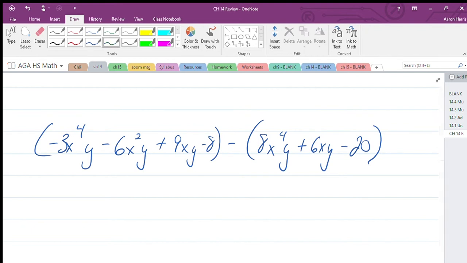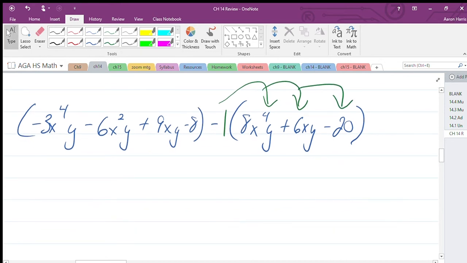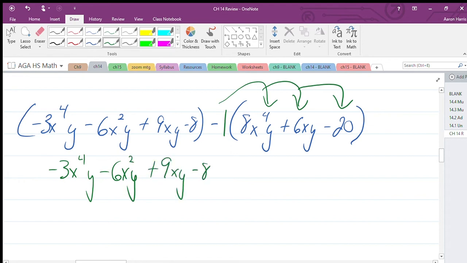Know that here's a negative 1. So what do I do? Distribute the negative 1 into this second parentheses. Does anything happen to the first one? No. So I'm going to just repeat it. Negative 3x to the fourth y minus 6x squared y plus 9xy minus 8. Now, when I distribute a negative 1, what's going to happen? All the signs are going to change. So it becomes negative 8x to the fourth y, negative 6xy plus 20. So negative 1 times each term.